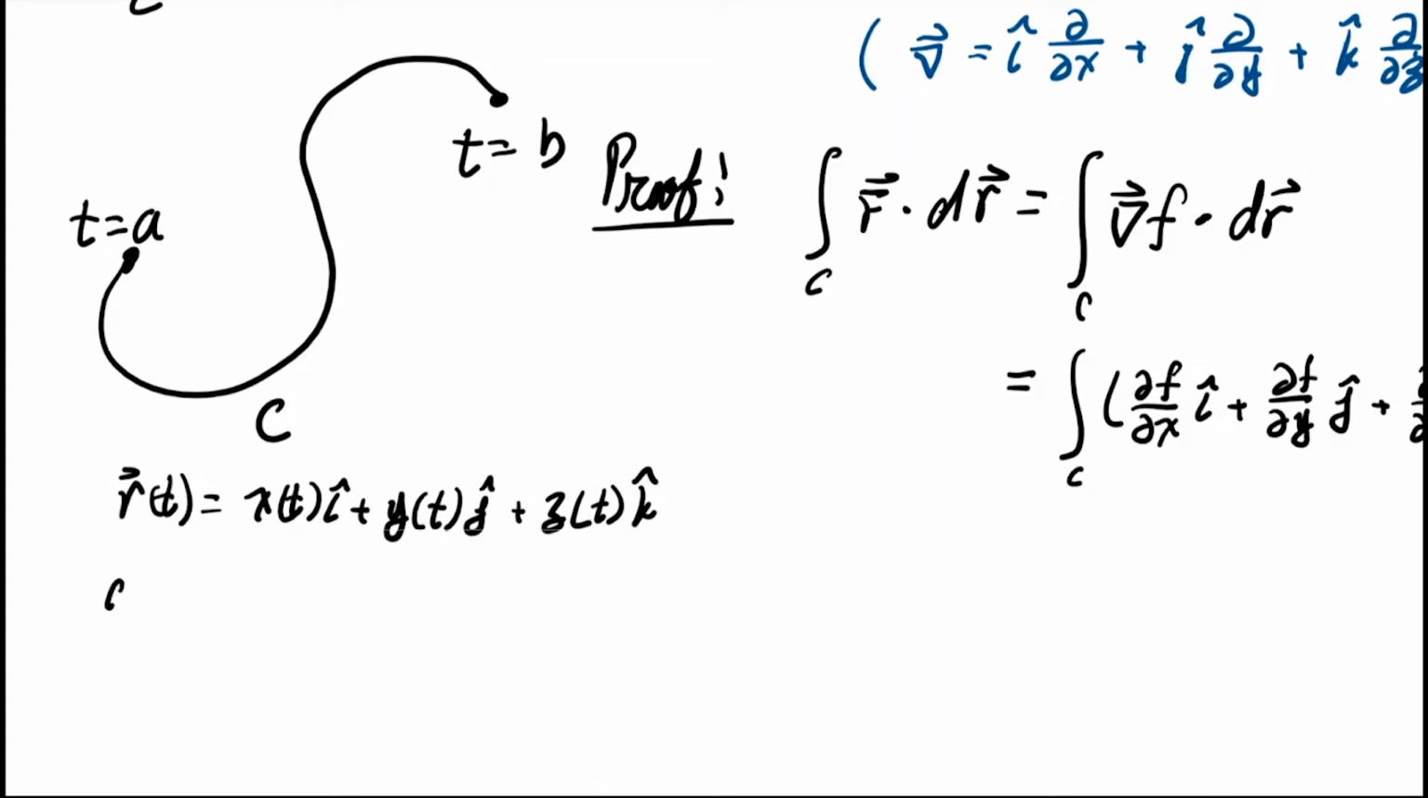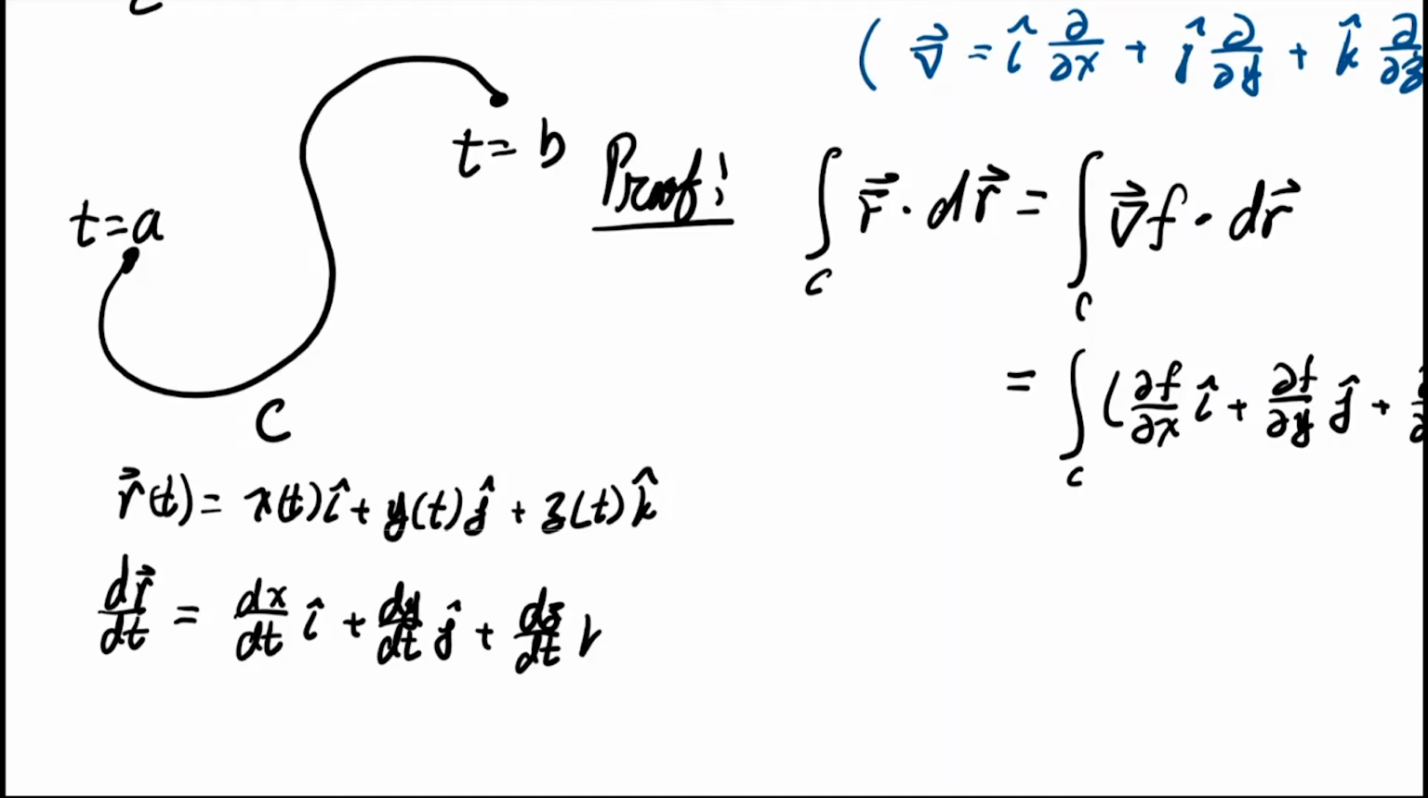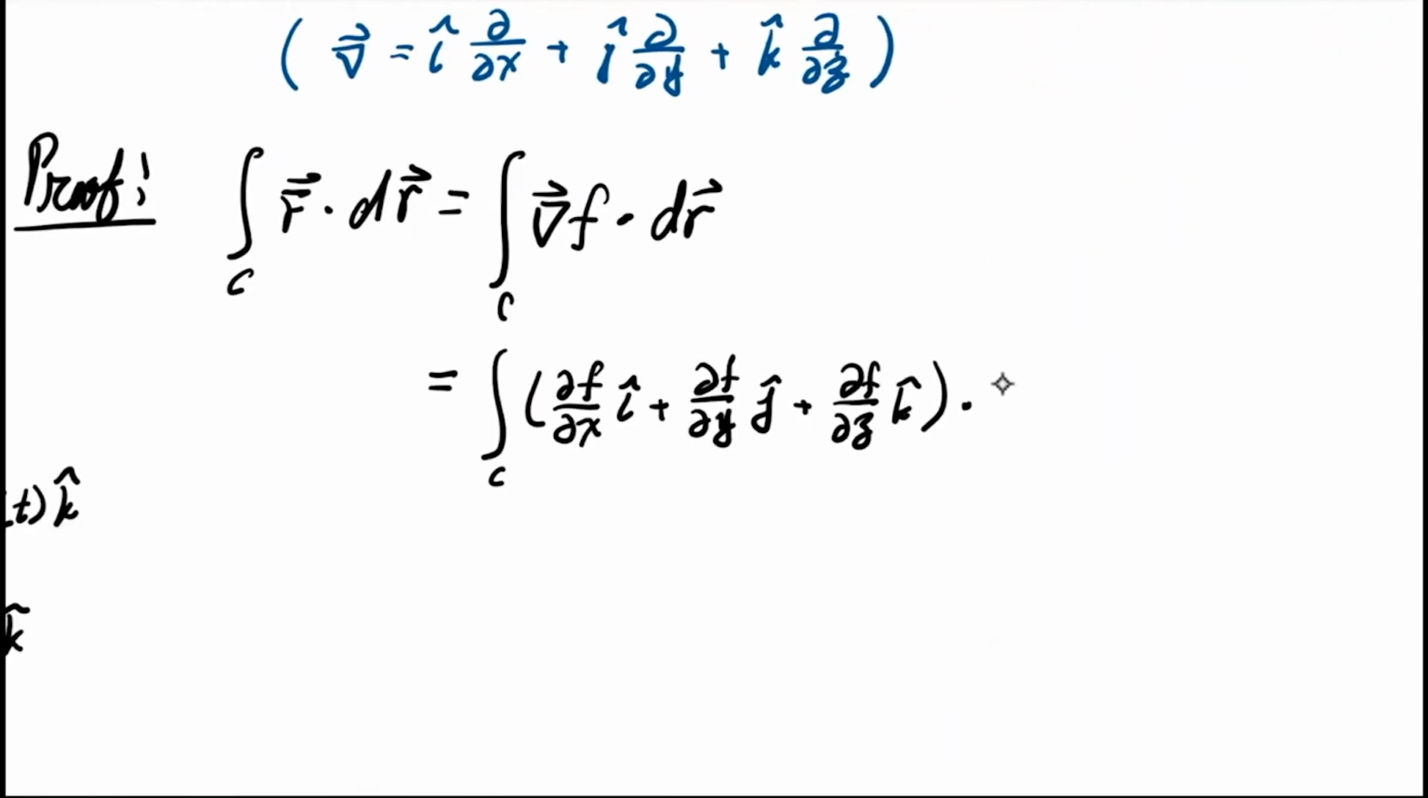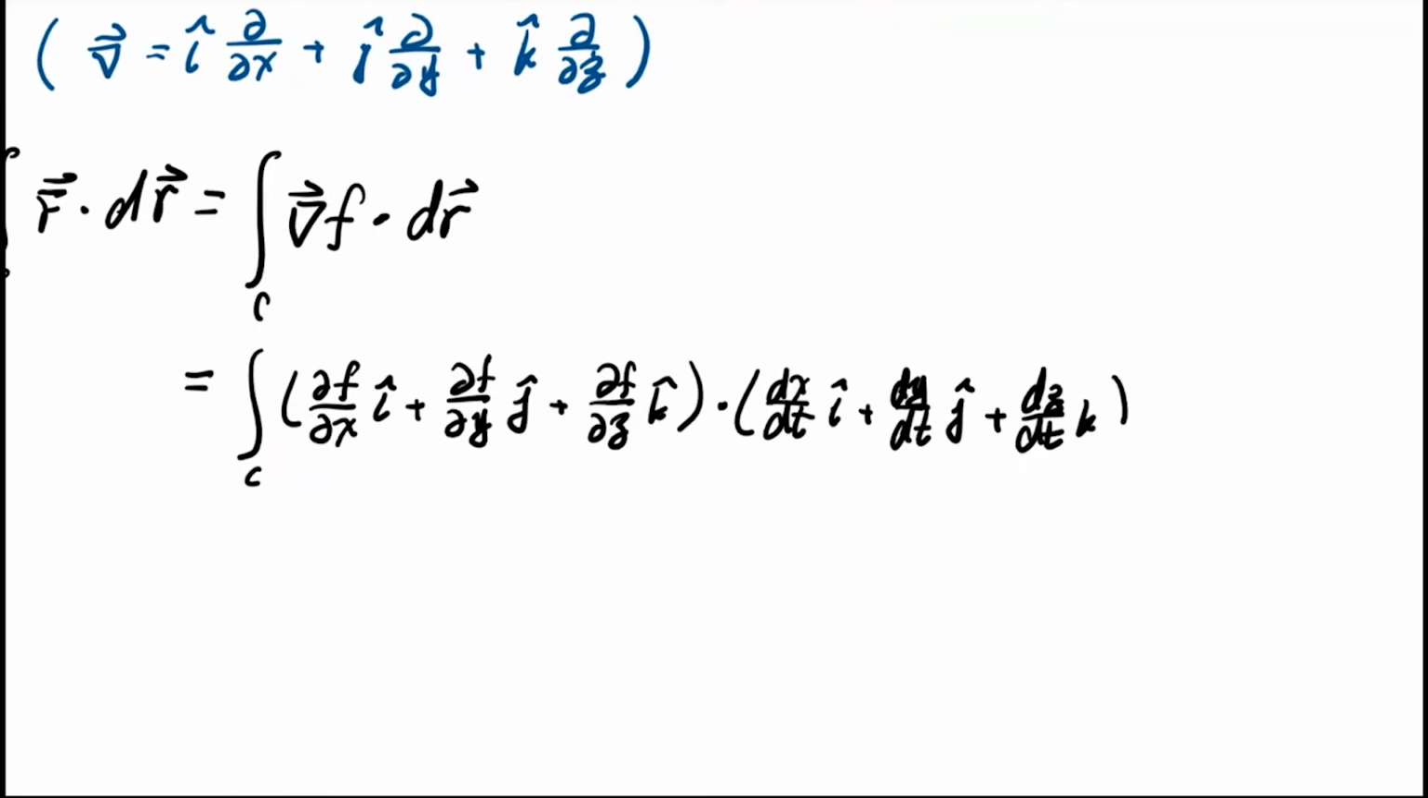So if I take a derivative of this, dr over dt, this is not the regular derivative. It's dx over dt i vector plus dy over dt j vector plus dz over dt k vector now, isn't it? So that goes in here. So I have dx over dt i vector plus dy over dt j vector plus dz over dt k vector, and then dt now. You with me?